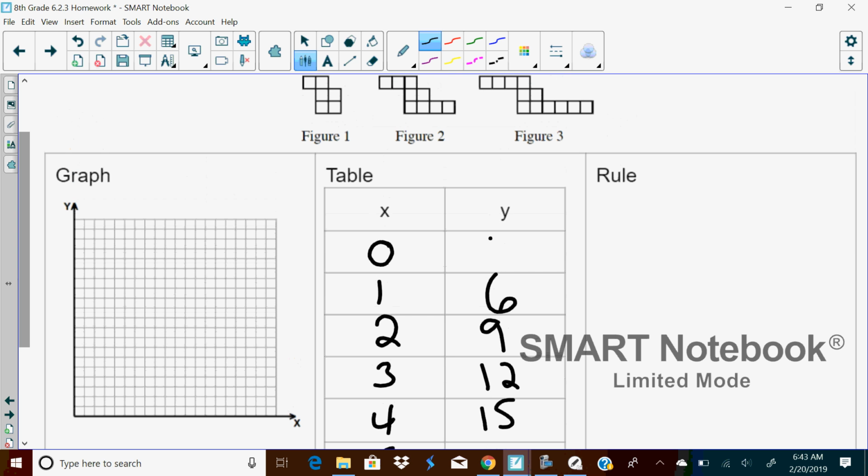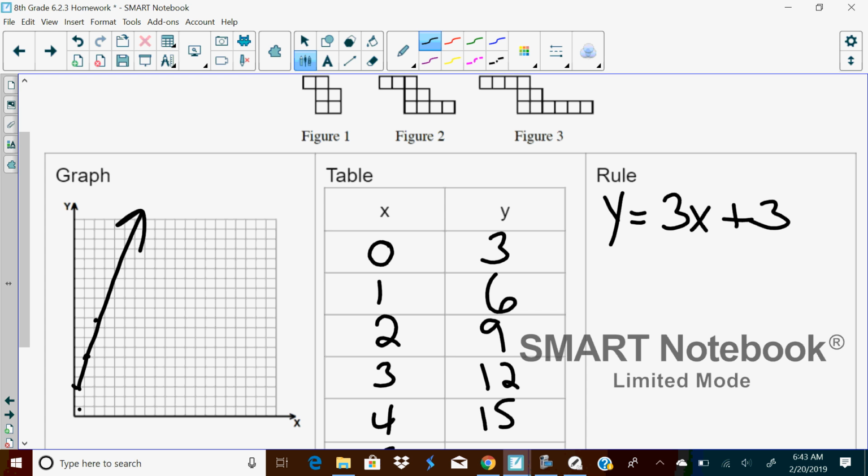So I'm going to say figure 0 will have 3 in it. So my rule is y equals my growth is 3x plus 3. So then if I draw my graph, 0, 1, 2, 1, 2, 3, we'll start there. The graph should look something like that.